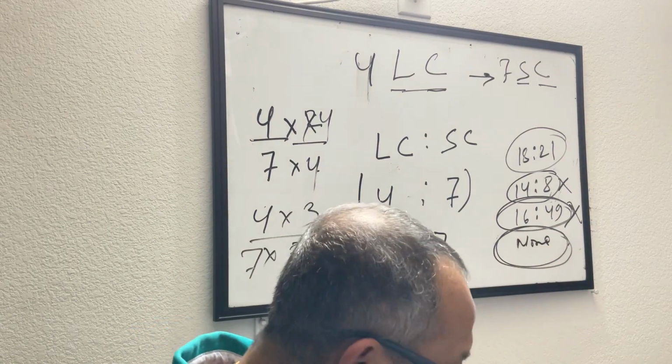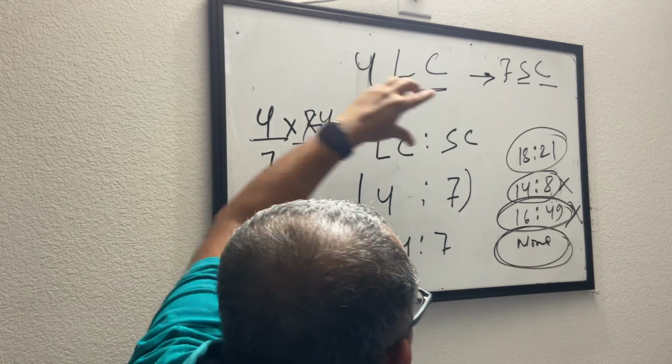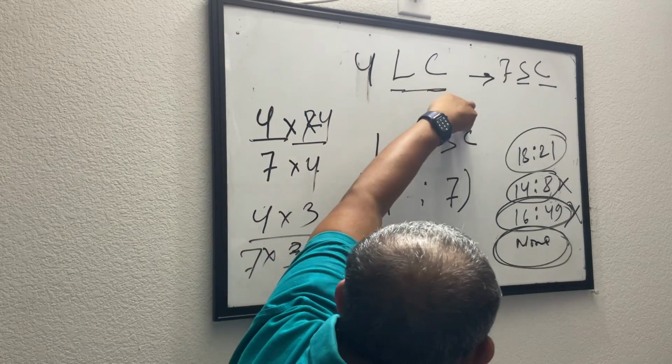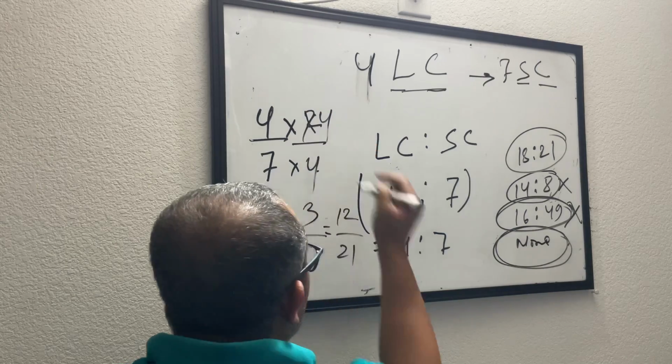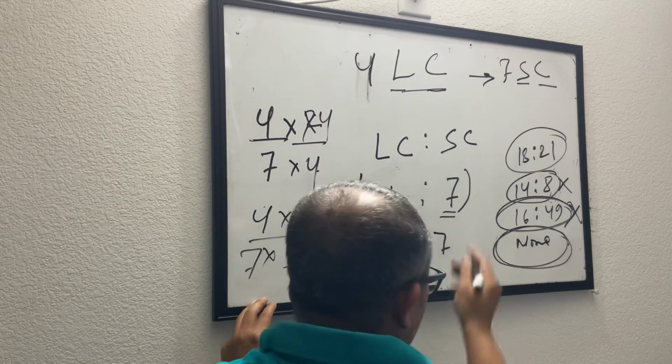So now when you talk about ratio, it simply is which one to which one. You put this is to that second one, and you can represent this in fraction form also. Whichever is coming first is your numerator, whichever is coming next is your denominator.